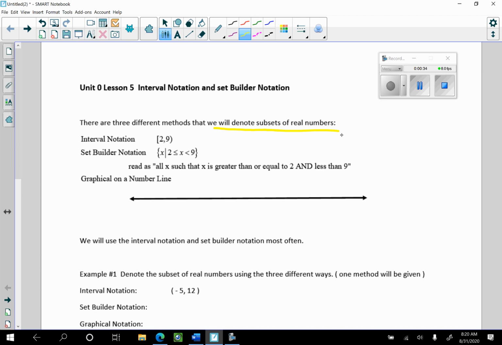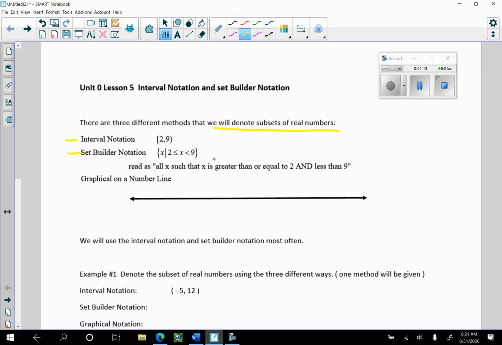So if I want to describe the set of numbers that go from 2 to 9, including 2, not including 9, there's three different ways I can describe that set of numbers. Way number one is interval notation. Way number two is set builder notation. And this is how we read that set builder notation: all x, x big bar means all x such that x is greater than or equal to 2 and less than 9. This is going to be what we call a compound conjunction because it includes both numbers. We talked about that a little bit.